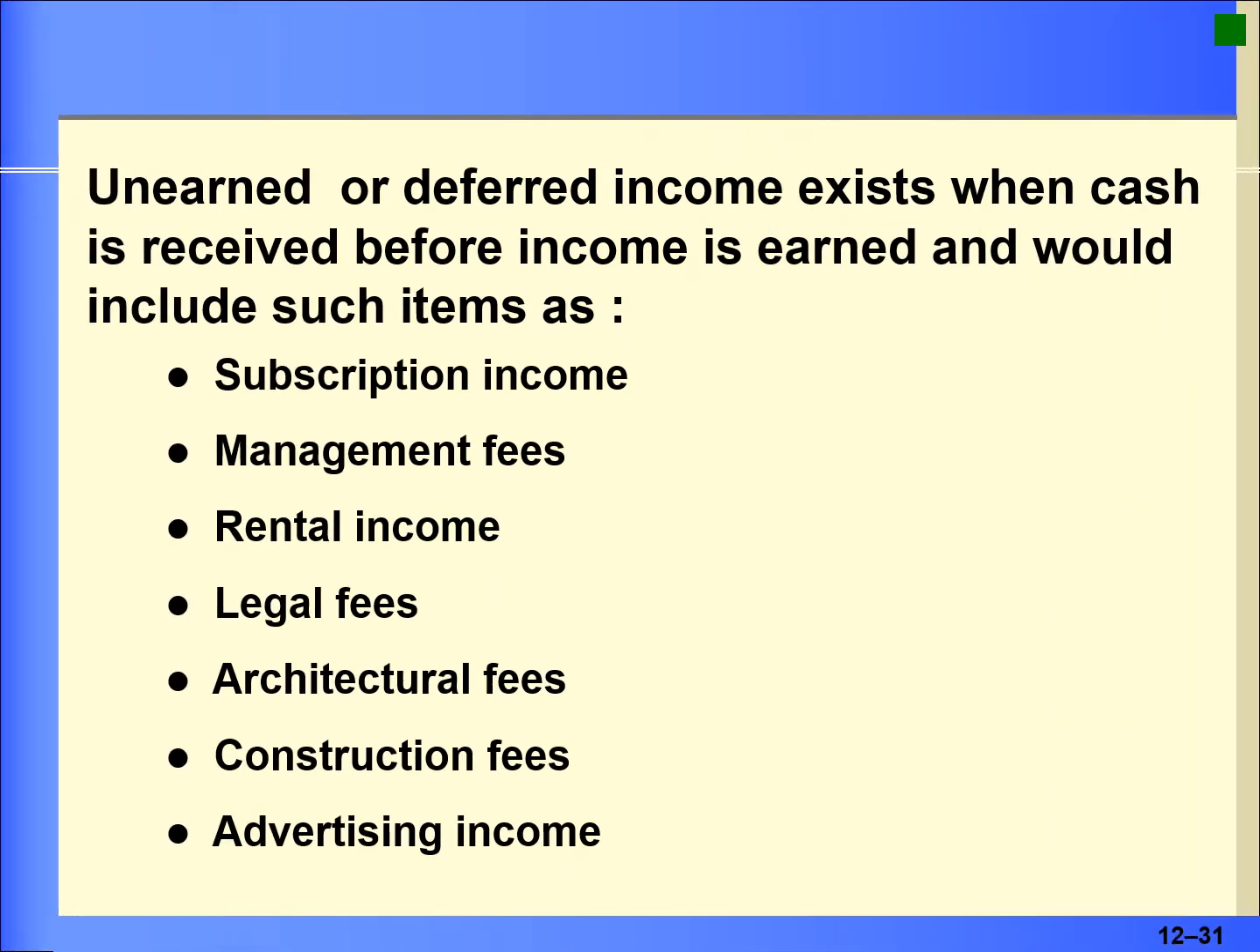Now, another special type of adjustment deals with what they call unearned income, which is basically where you've actually received the cash before you've actually earned it. Here are some examples. Subscriptions, rental income is a big one. You could receive rent in advance, legal fees, architect fees, and so forth. But all you have to do is read the problem. They're going to tell you what's unearned, and then you just have to figure out what's earned.